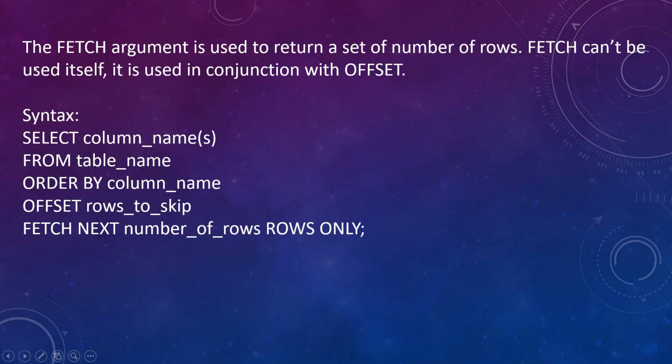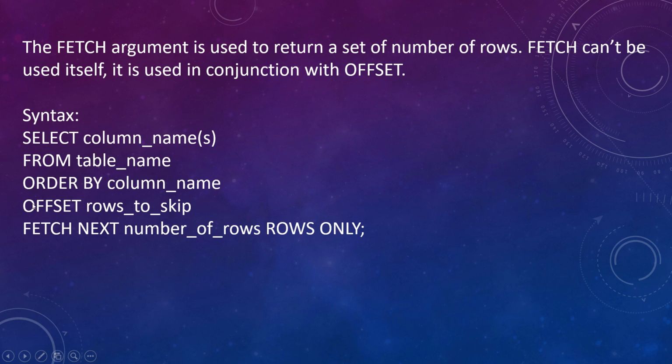Now the fetch argument. The fetch argument is used to return a set number of rows. Fetch can't be used by itself, it is used in conjunction with offset. And if we see the syntax: select column name from table name, order by column name, which is mandatory with offset, offset rows to skip, fetch next number of rows, rows only. So this is part of the syntax only.